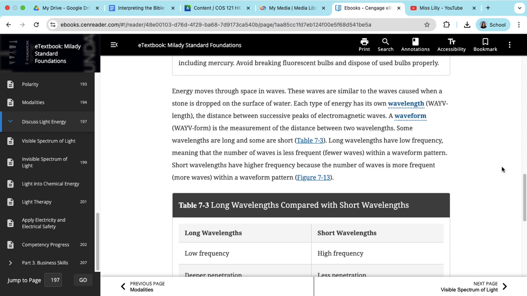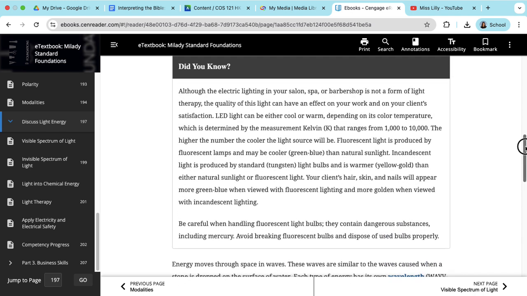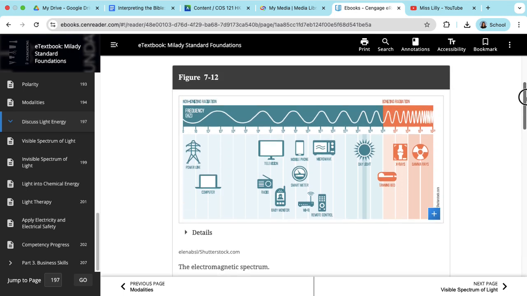A wavelength is the distance between successive peaks of electromagnetic waves. A waveform is the measurement of the distance between two wavelengths. Some wavelengths are long and some are short, as shown in the picture. Let's go back to the picture again. So these are the waves.